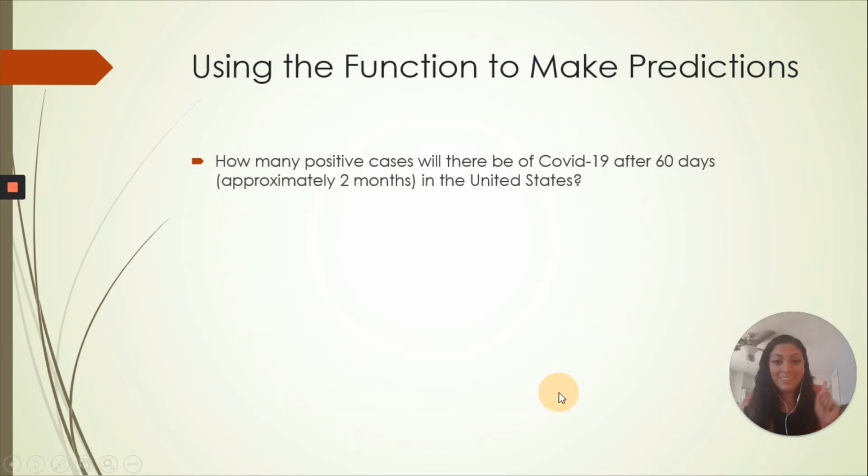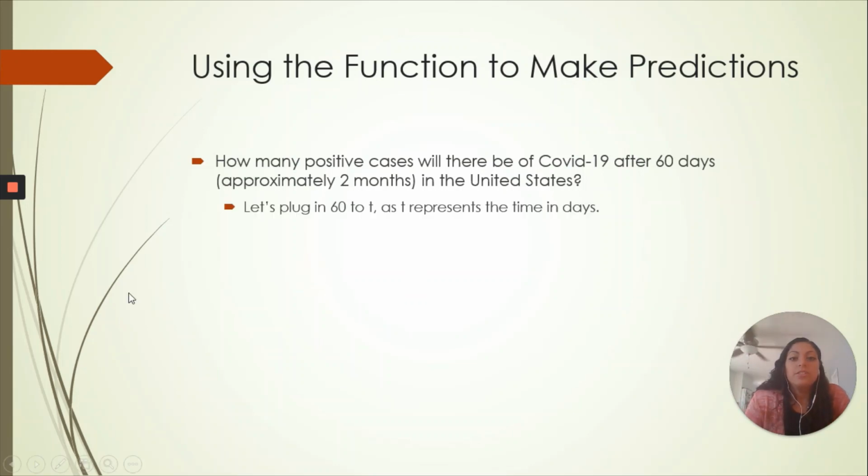And then, let's take this out a little bit further and predict it 2 months from now, 60 days from now. 60 days is approximately 2 months. So how many positive cases of COVID-19 will there be after 60 days? This is if nothing is done, of course. So let's take a look. Let's plug in 60 to t, as t represents our time in days. As you can see, I have switched the 12 to a 60 because we want to make a prediction of how many cases there will be in 60 days. So P of 60 equals 1 times 2 raised to 60 divided by 3.